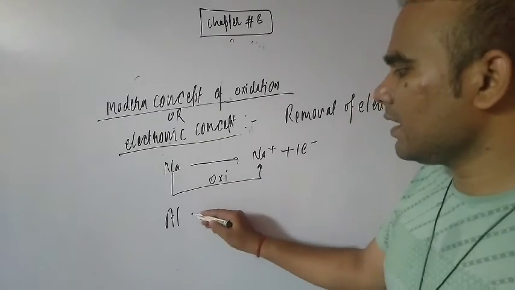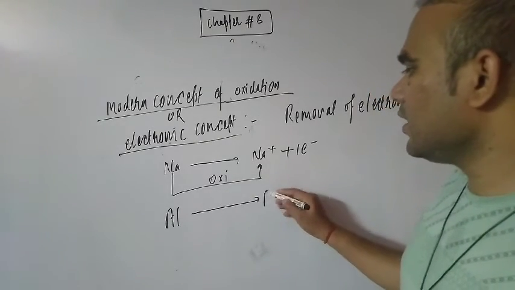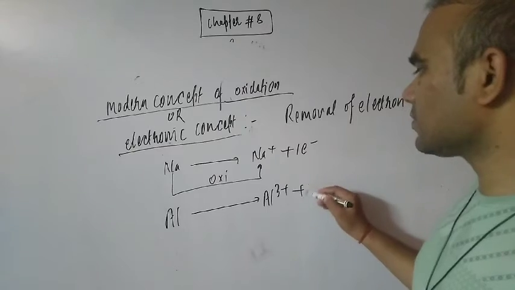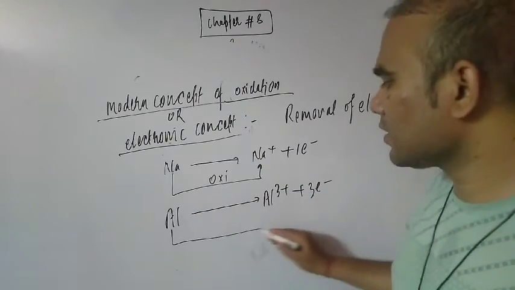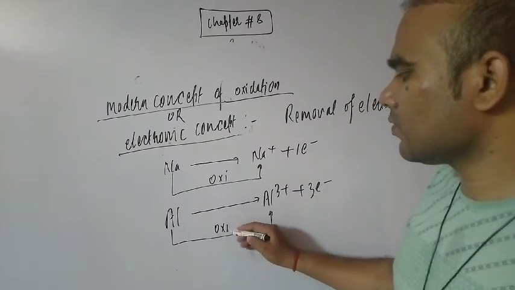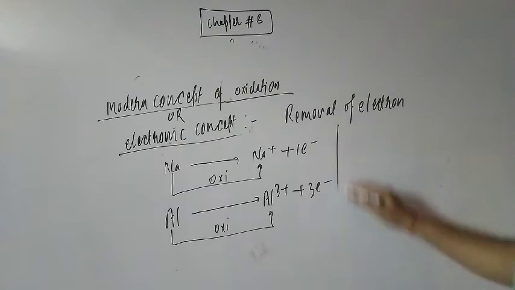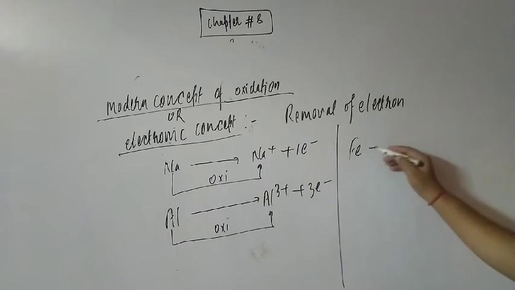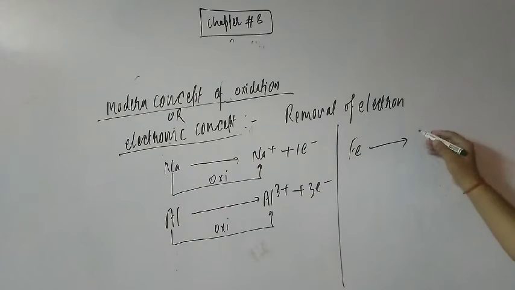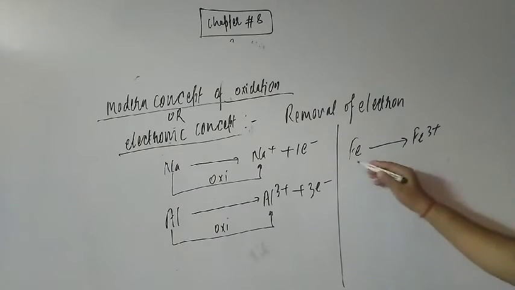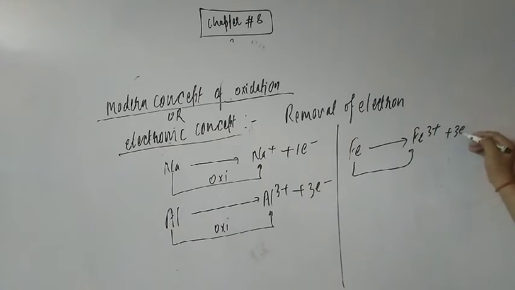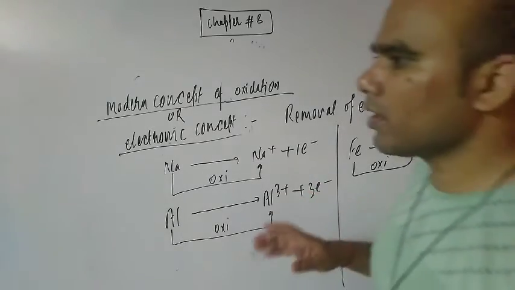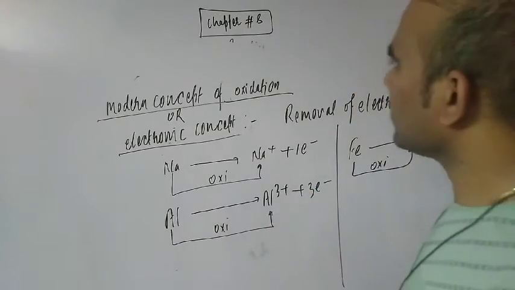Suppose I am having Al, it loses 3 electrons, student, Al3+ plus 3 electrons. So loss of electron, what is this, student? That is what is known as oxidation. Any example you can take, student, Fe is there, it is losing the electron and it is converting into Fe3+, and giving 3 electrons, that is again going to be oxidation. So that is the example of the modern and old concept of oxidation and reduction.